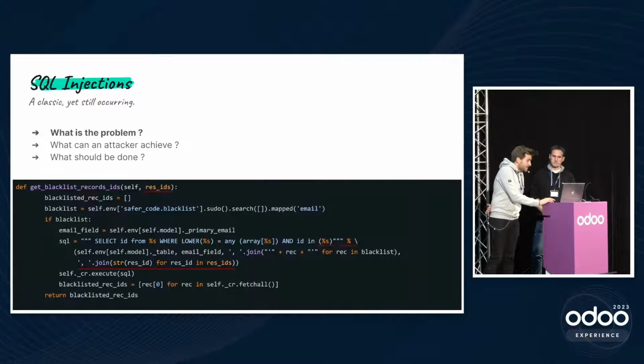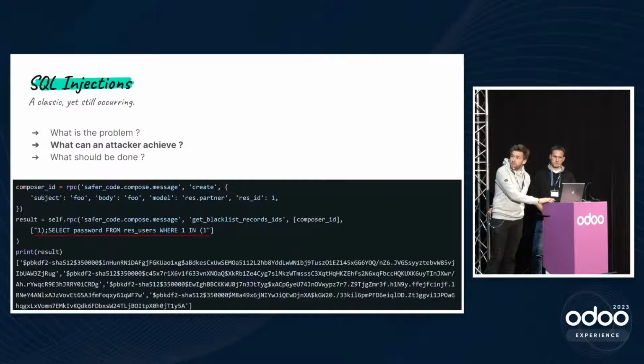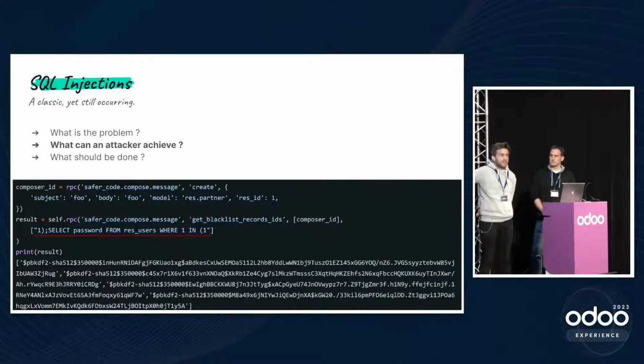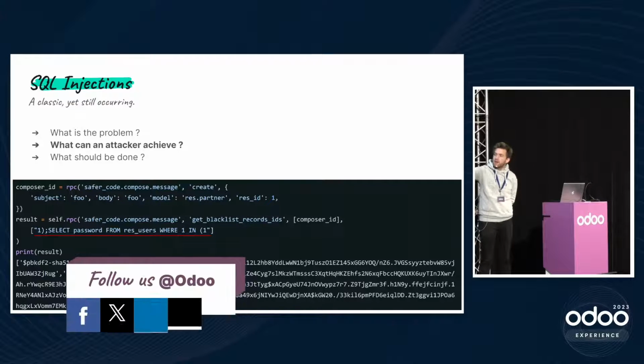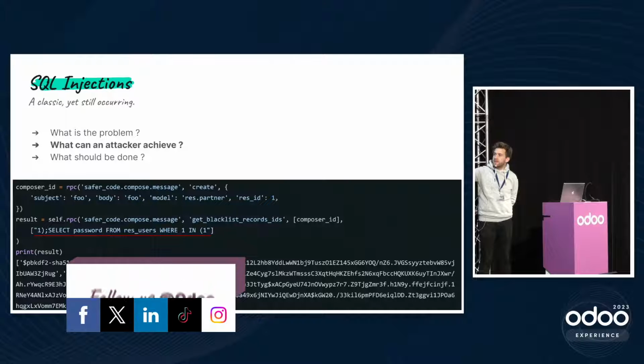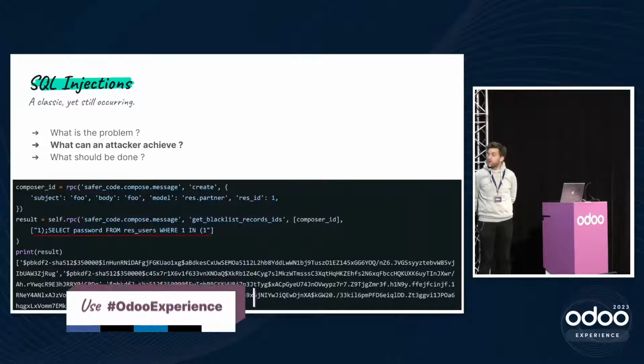And with this, what a hacker could do is this. They could call the RPC API on that model and then do some injection using this kind of thing. They would just close the previous SQL statement and then look for what they are looking for.